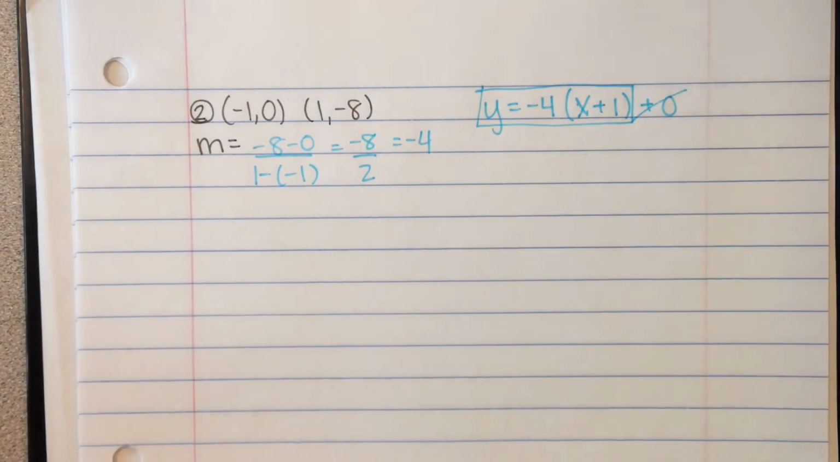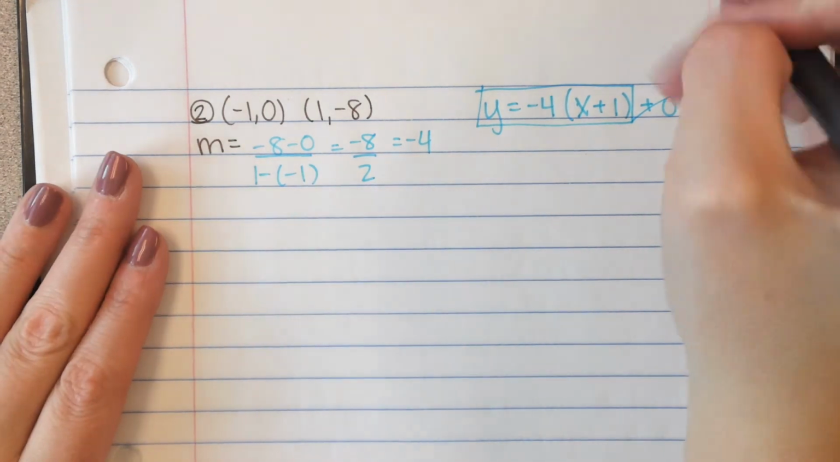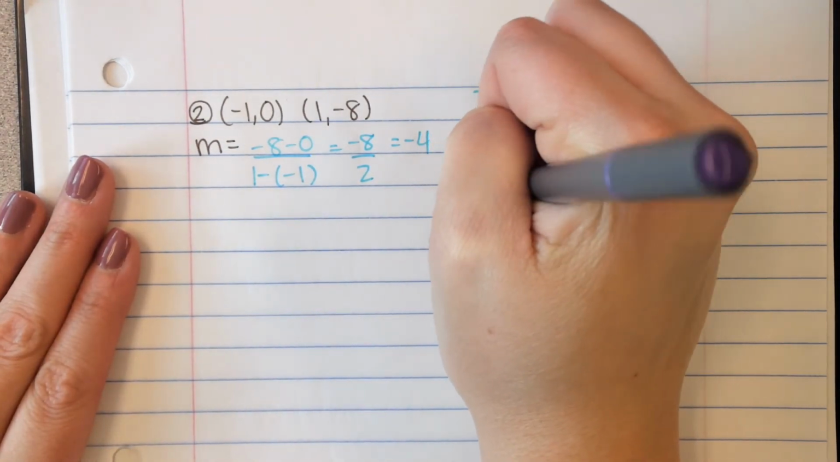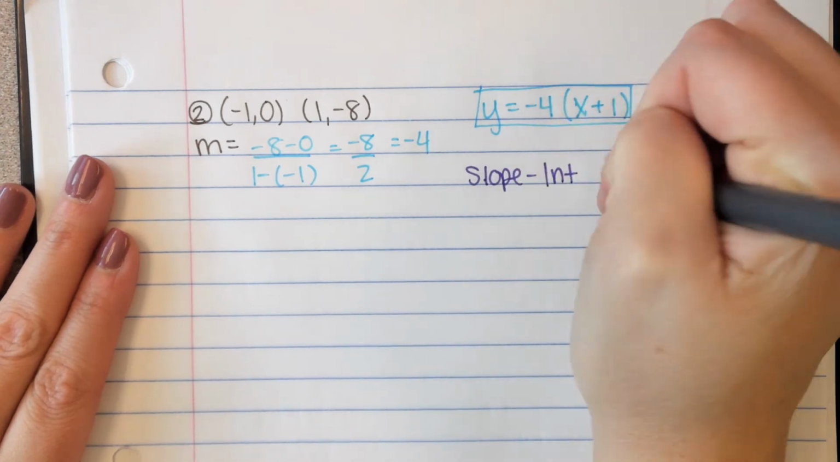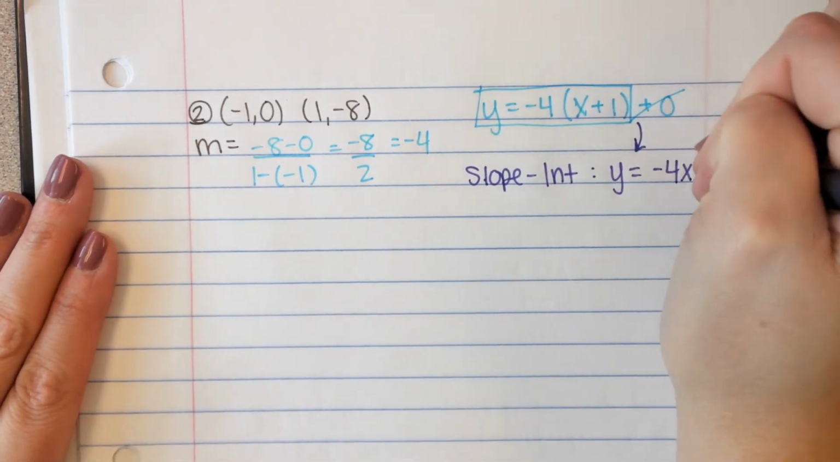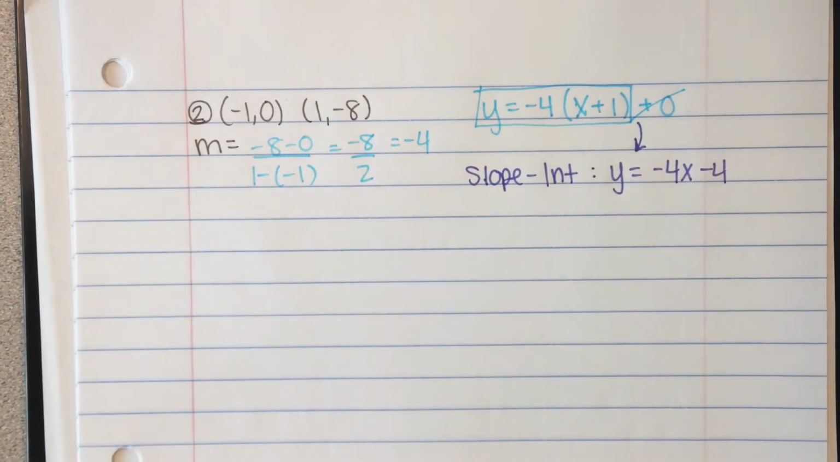And have this as your final answer. If you need to go to slope-intercept form, you can distribute and get y equals negative 4x minus 4. Okay? Those are equivalent statements. Either one of those works.